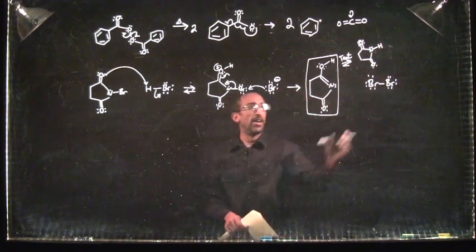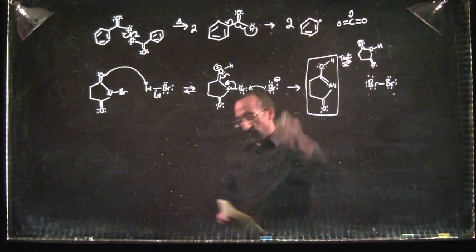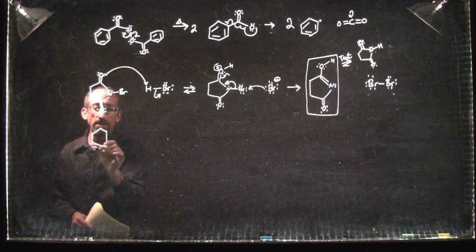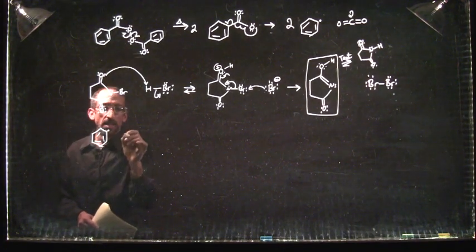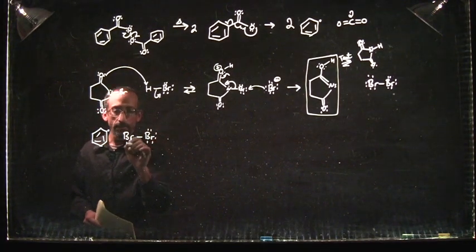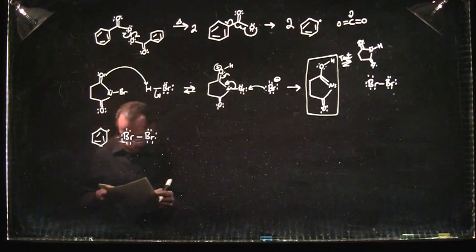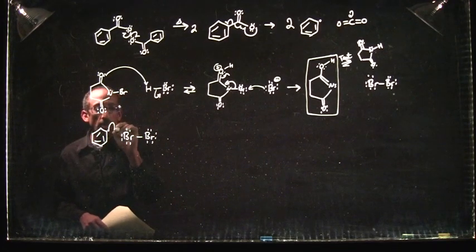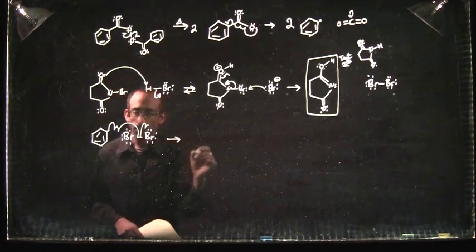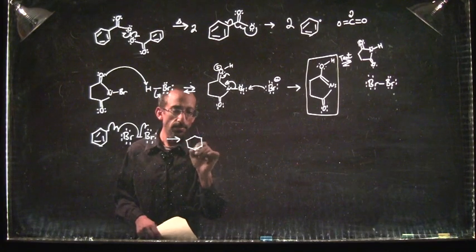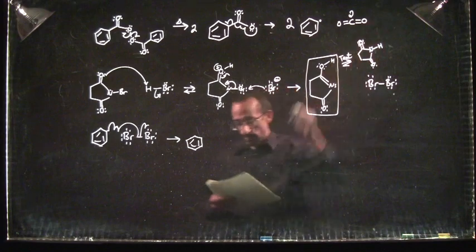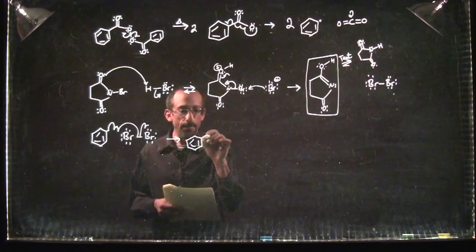So now that we've got our Br2 molecule that we can use, we've got a phenyl radical, the first thing that's going to happen is that one of those phenyl radicals is going to interact with bromine to give bromobenzene and another bromine radical. So we can consider this our initiation step.